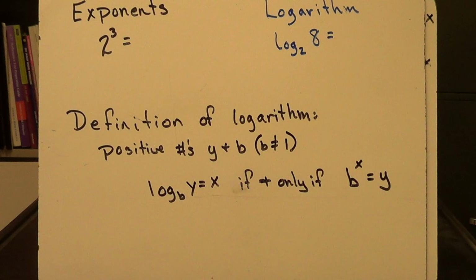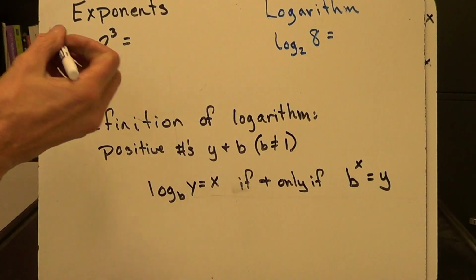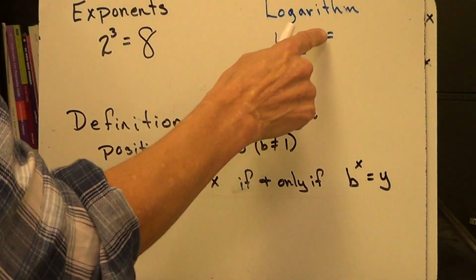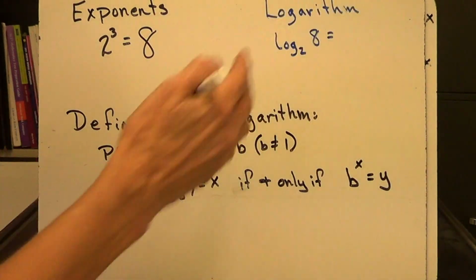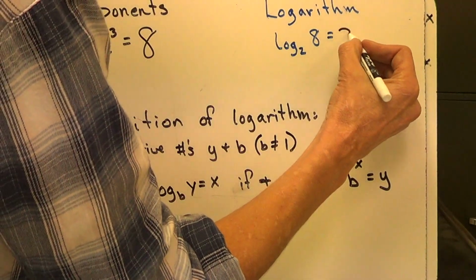Okay, next thing, I want to show you how the equations work. Exponents, if I give you the exponent 2 to the third, I'm sure you would all just go 2 times 2 times 2, that's 8. If I give you the log base 2 of 8, that's how you'd read that, you might not know that the answer is 3.